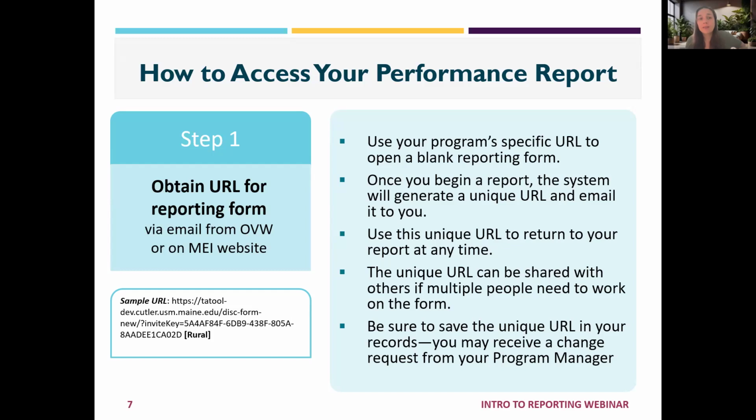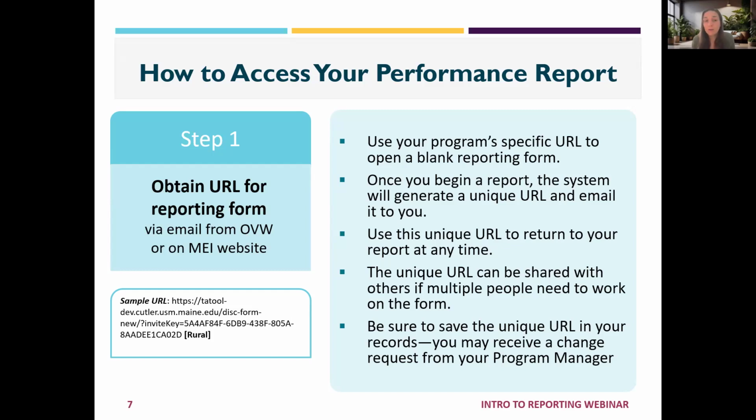Once you begin the report in the system, you'll enter in your general contact information and hit the Save button, which will bring you to a page that says, "This is your unique URL." It'll email the link to you, and that will be the unique URL to return to anytime you need to work on the performance report.